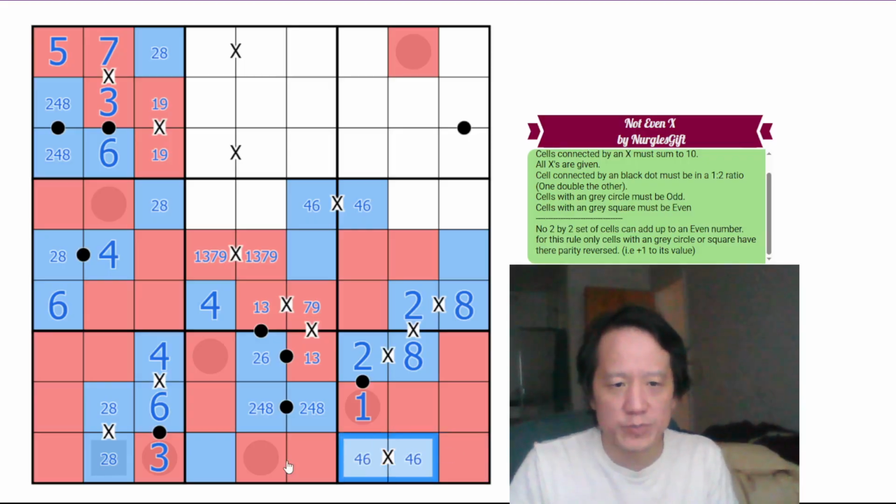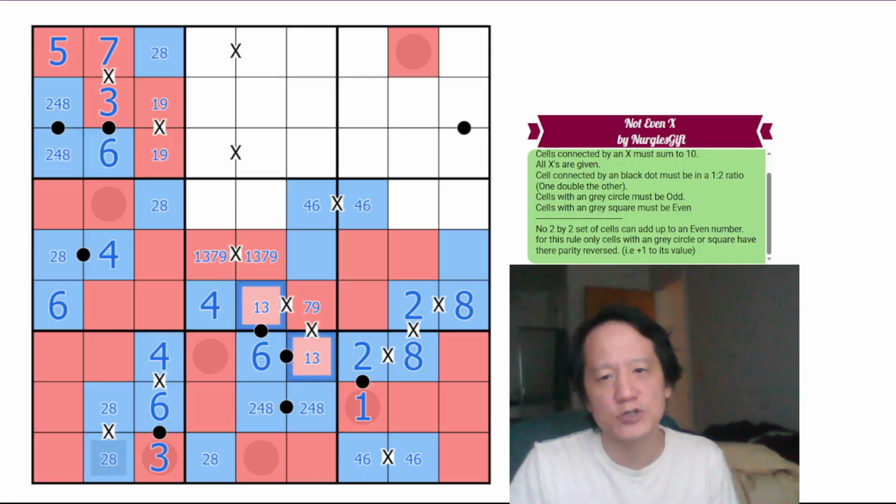This must be a 4, 6 pair. This is 2 or 8 then. This 2 eliminates 2 here, so this is 6. 6 is in a 1 to 2 ratio with 3, so this is 3, this is 7. This cannot be a 3, 7 pair. It's a 1, 9 pair.